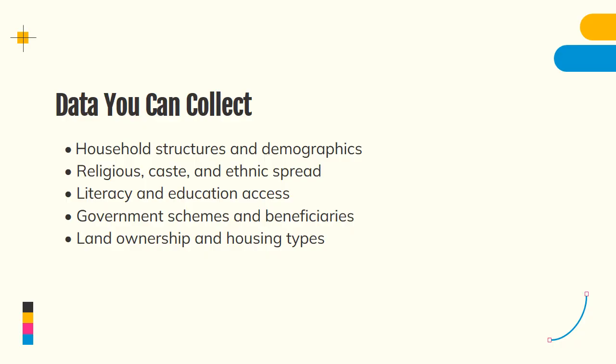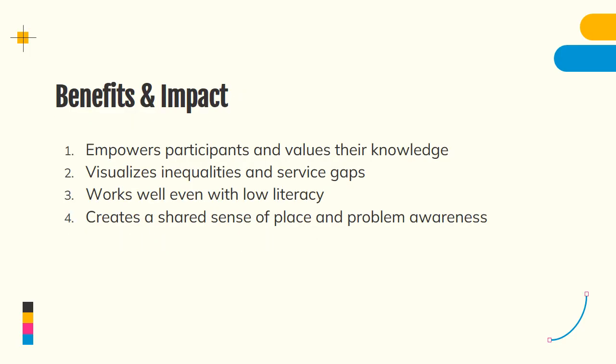From a single map, you can extract layers of data. Demographics like family size and religion, caste and ethnic group distribution, education levels and literacy, ownership of land and houses, access to government schemes and services.